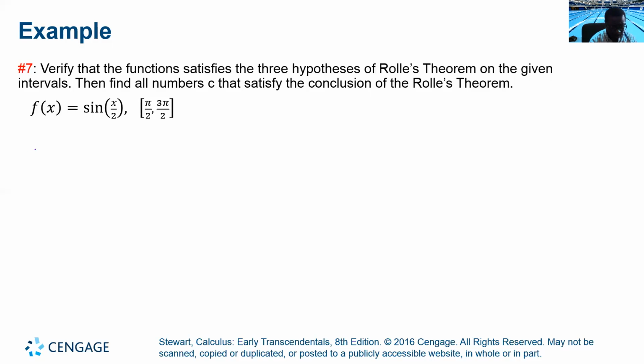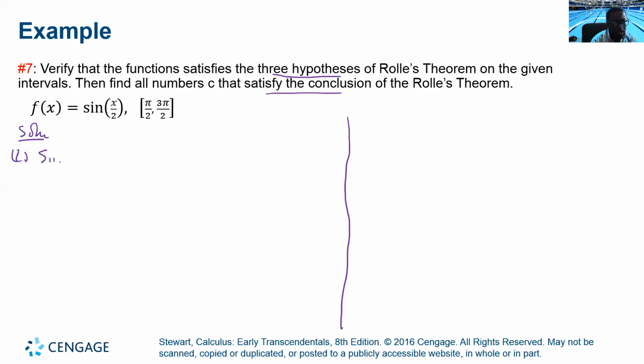Same thing, we repeat for exercise number 7. It says to satisfy the 3 hypotheses the same as we did before, and Rolle's theorem, we want to satisfy the conclusion of that. Just like we did. Now the first hypothesis is that it is continuous on that interval.